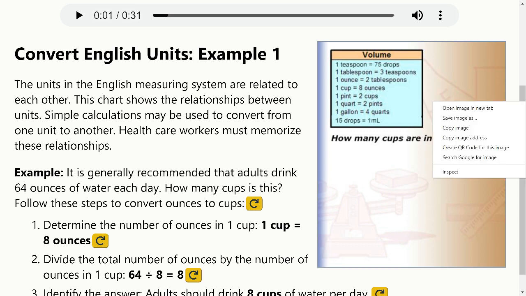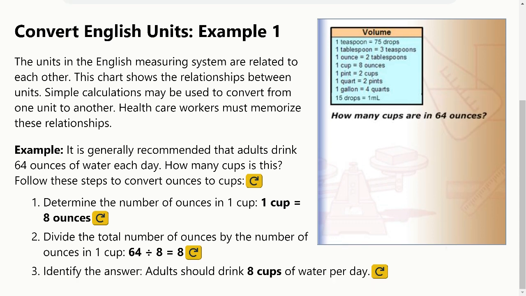All right, so we have an example. It's generally recommended that adults drink 64 ounces of water each day. How many cups is this? Follow these steps to convert ounces to cups. So we determine the number of ounces in one cup.